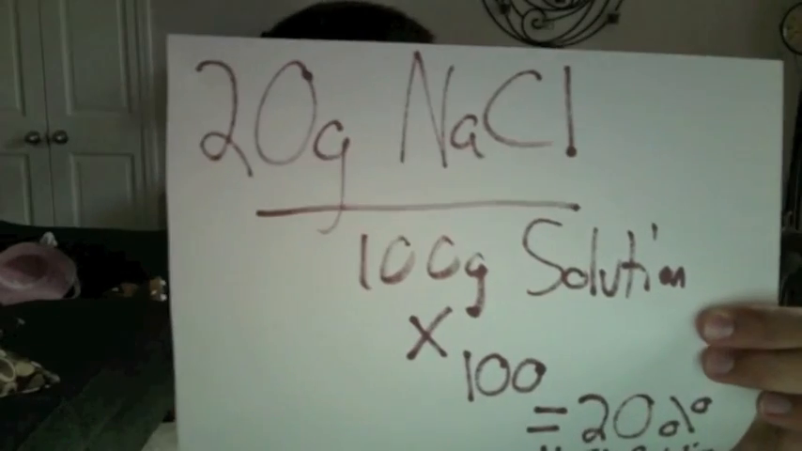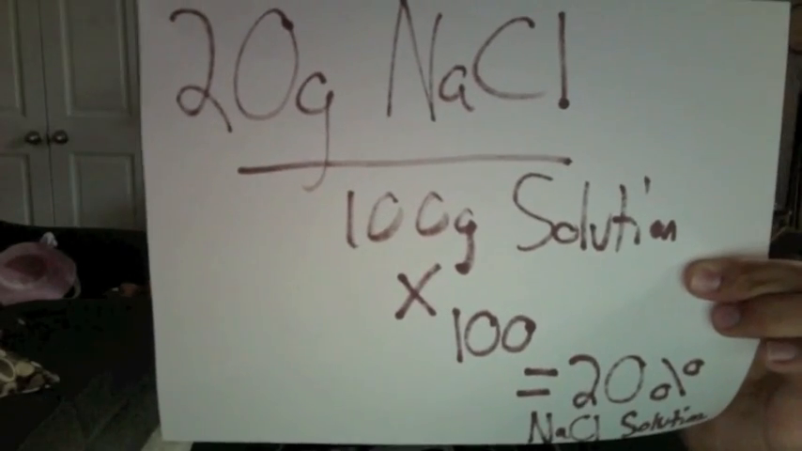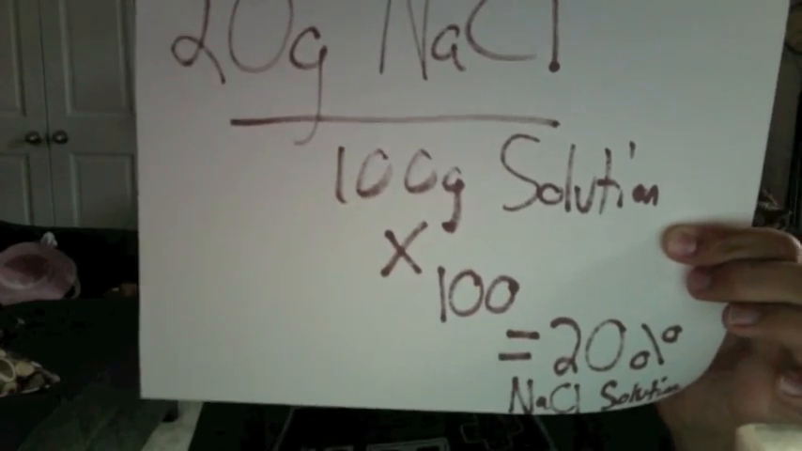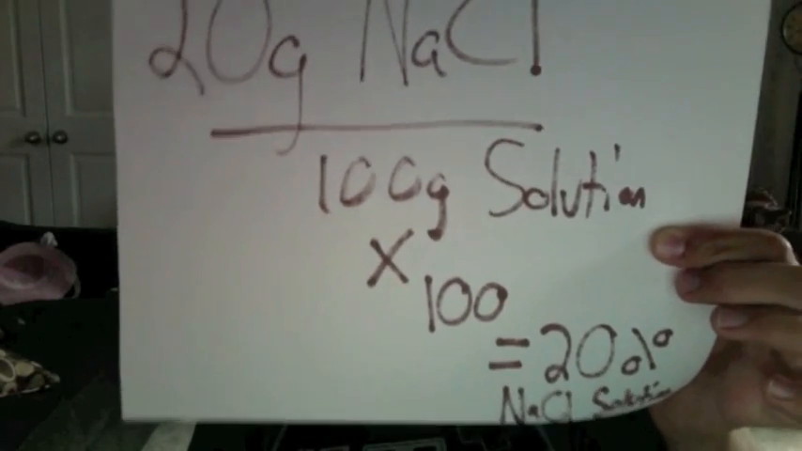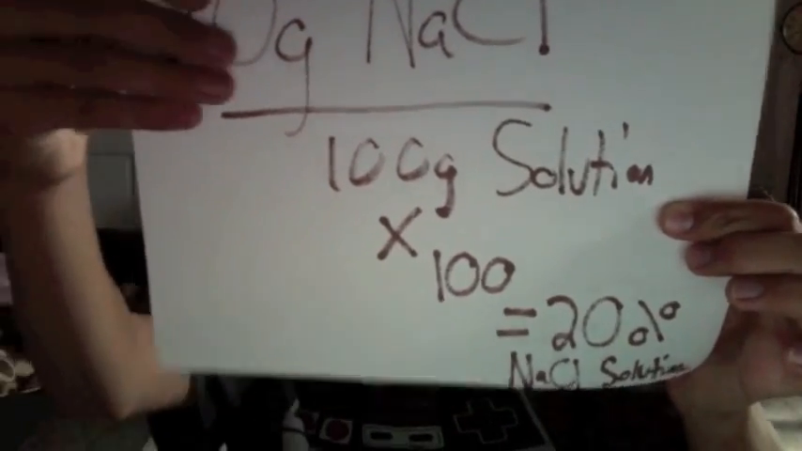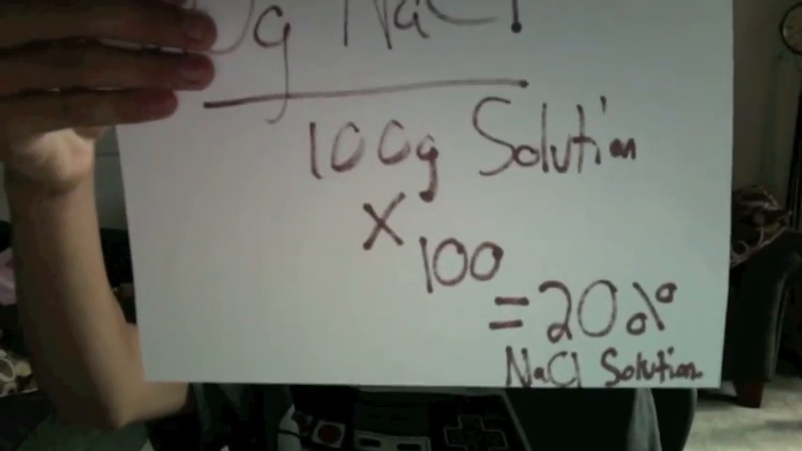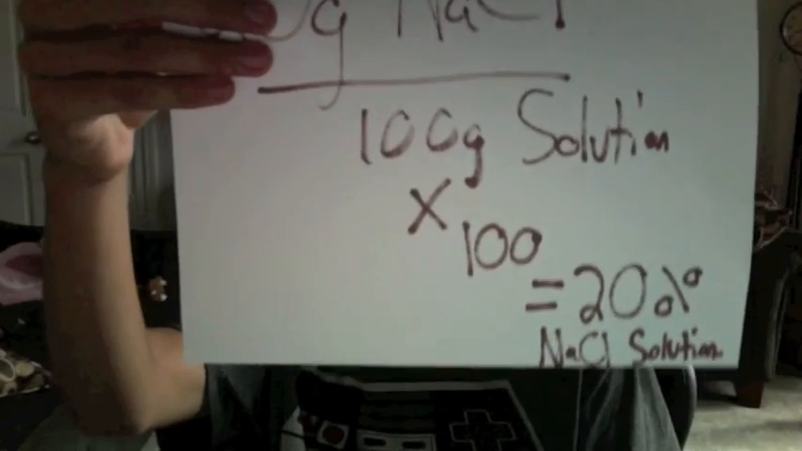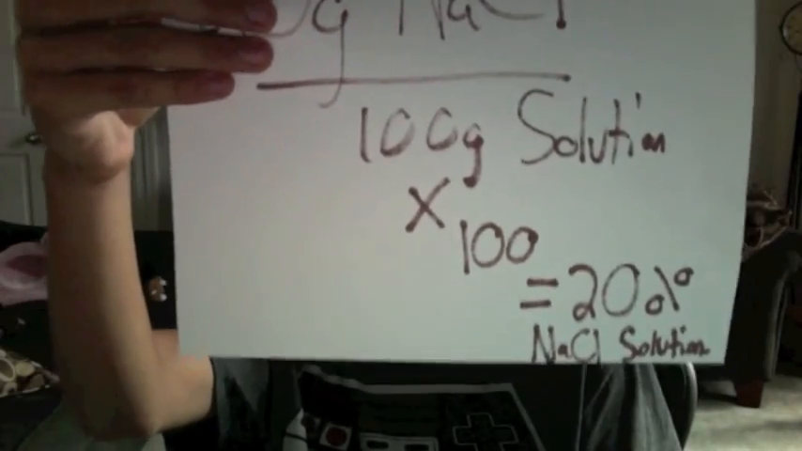For example, you take 20 grams of NaCl out of a 100 gram solution, and you put 20 grams of NaCl divided by 100 grams of solution, and you multiply that by 100. This should give you the percentage of the NaCl, which in this case is 20% in the NaCl solution.